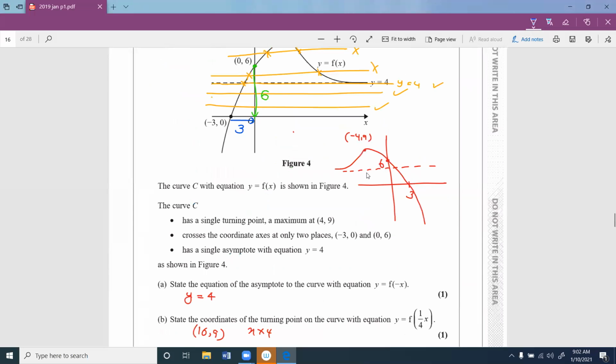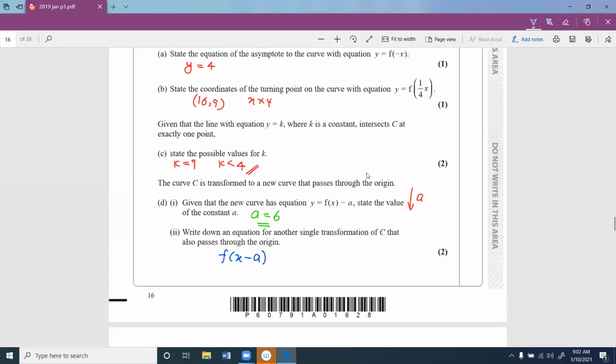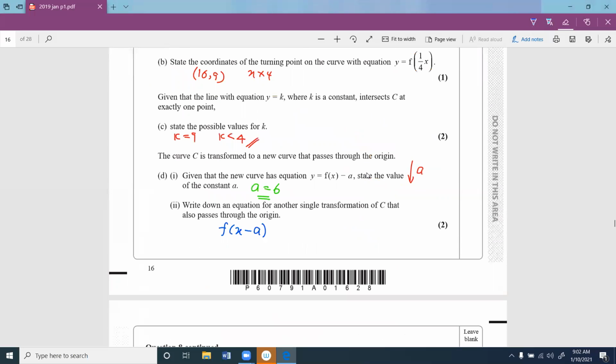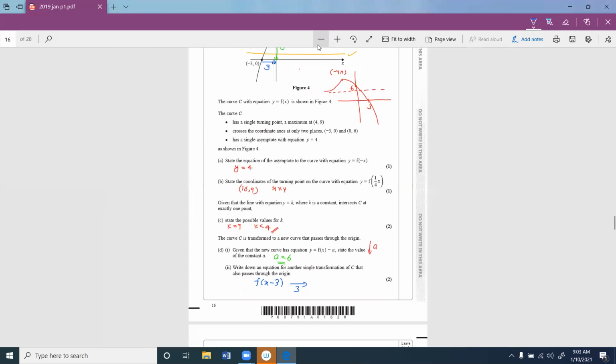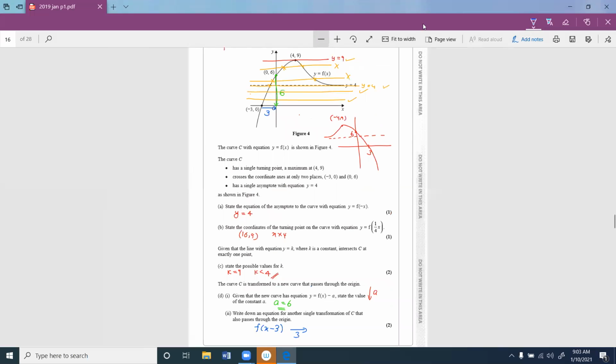Not a, sorry. You have to bring it by how many? 3 units. The other transformation is x becomes x minus 3. X minus 3 means it shifts 3 units to the positive side. That's an operation we can see in this kind of question. It's kind of like a lot of geometrical questions, so we have to be a little bit vigilant on this. That's the way of doing this kind of question.